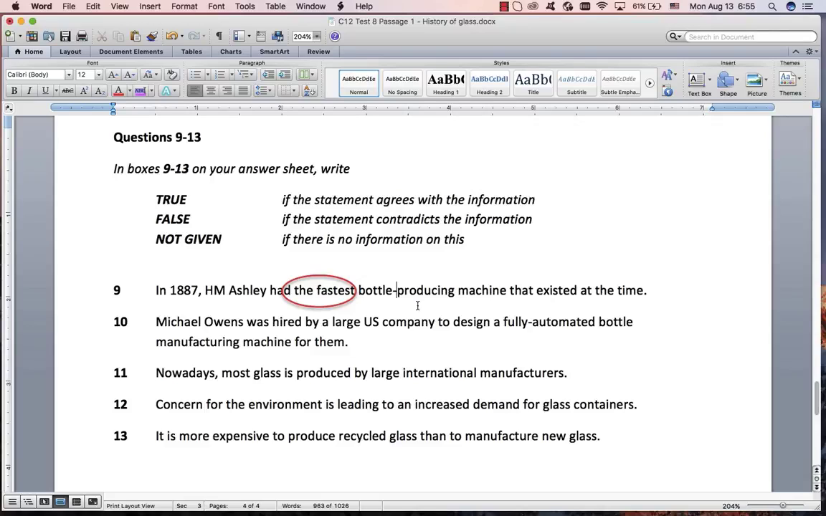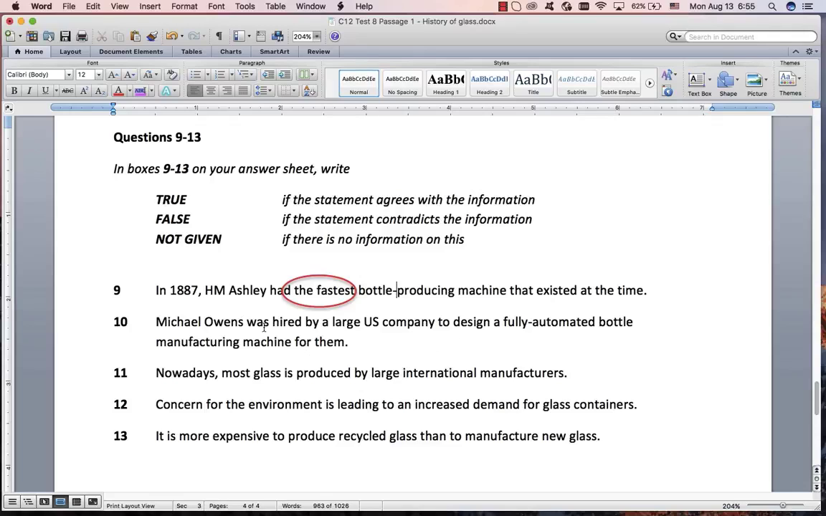This is really the way for you to get a handle on these true, false, not givens, is to be able to focus in on what IELTS is testing. They're not going to test this. They're not going to test this. This is what they're testing. In this next one, it's a bit more difficult. Sometimes the focus language is not clear. I would guess that it's this.